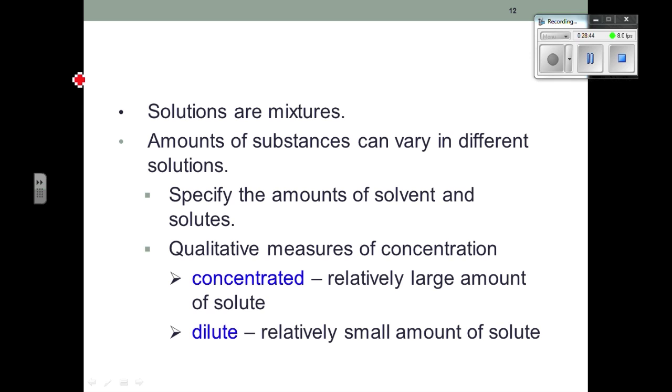And we can do qualitative measures of concentration. So concentrated, what's that mean? If we have something that's very concentrated, there's a lot of it, right? There's a large amount. And if we have something that's dilute, we don't have that much. So a concentrated solution means we have a large amount of solvent or solute.